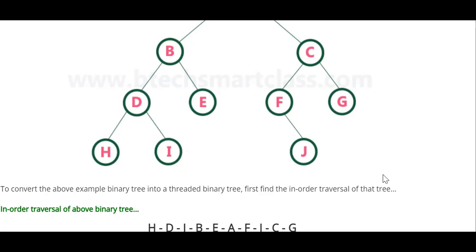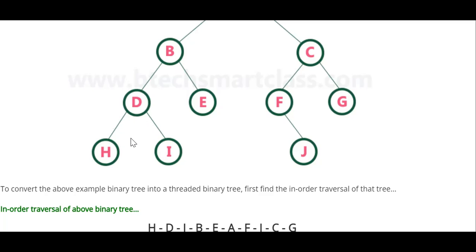When we represent it using the linked list representation, the nodes H, I, then E, then F, G, and J have left child pointers that are null. So these nulls are replaced by the address of their in-order predecessor respectively. So I to D, E to B, F to A, then J to F, then G to C. This is the predecessor. But here the node H does not have any in-order predecessor, so it points to the root node A.